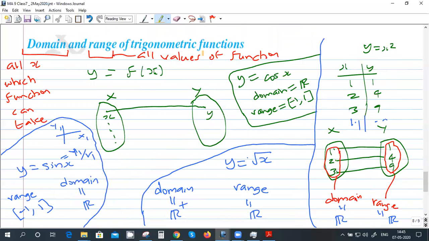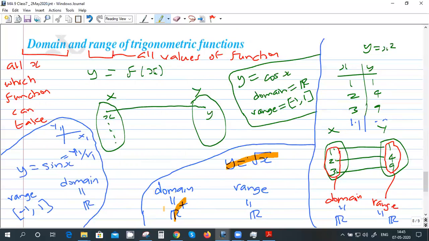Domain and range of trigonometric functions. The example I gave is y equal to root x. x cannot take all values of real numbers. There is some restriction on the x values, no? It should be positive, real positive. So y is root x, and this is a function of x, equal to f of x. So this is called a function of x.